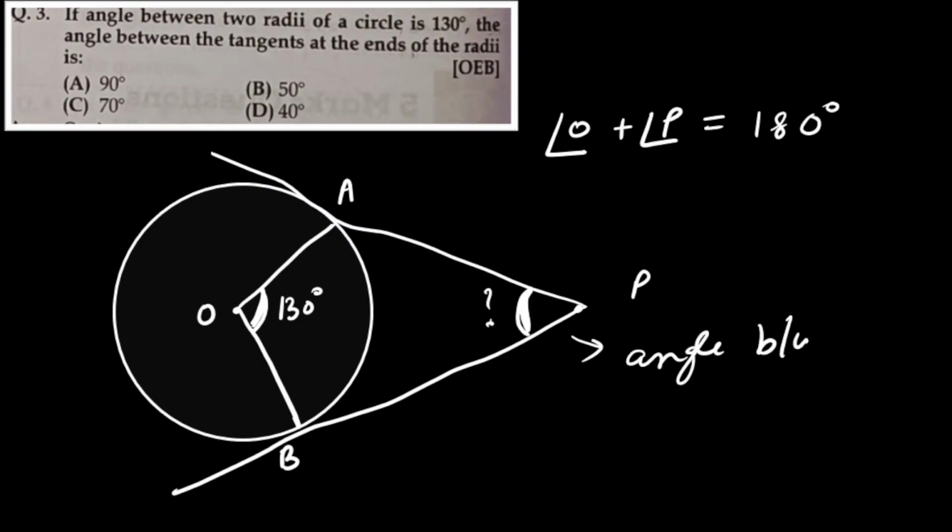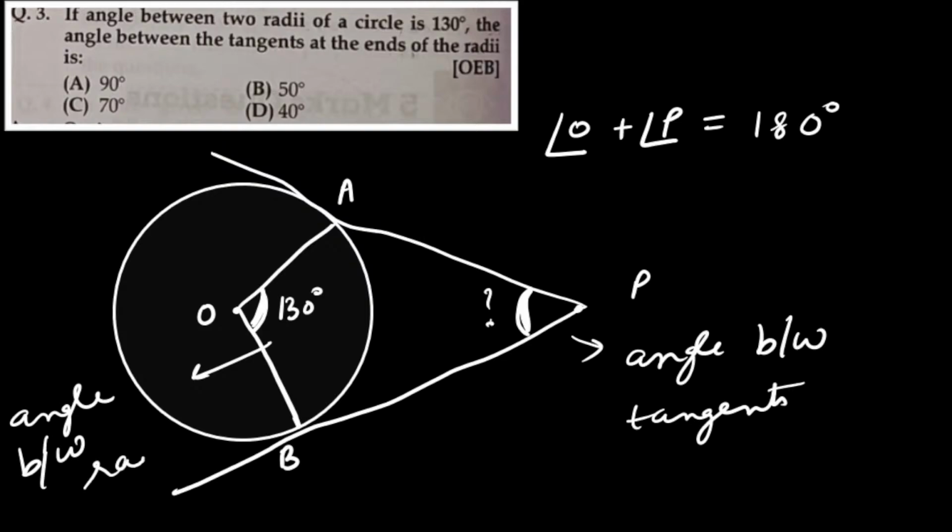Yes, 50 degrees. How can we find it? Just remember always: the angle at the center and the angle between the tangents, these two angles are supplementary. Here angle O plus angle P equals 180 degrees. You just remember this concept. Angle P, the angle between tangents, and the angle between radii are supplementary. Supplementary means their sum is equal to 180 degrees.